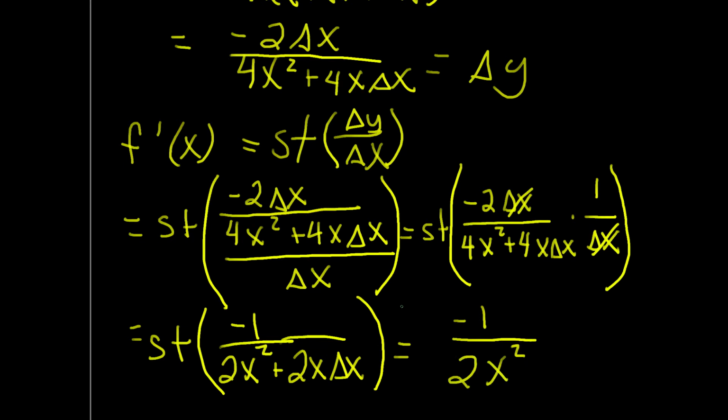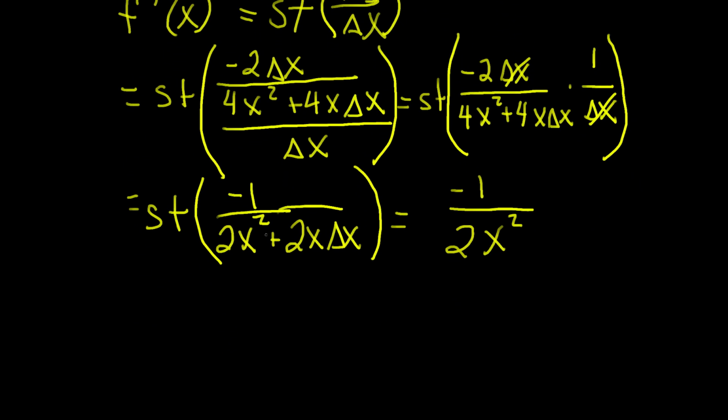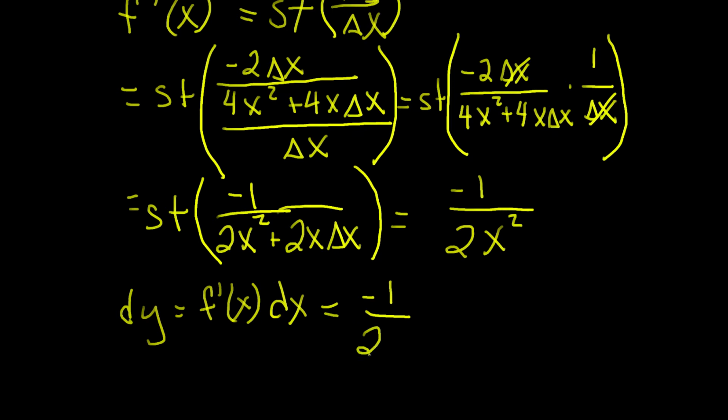So that's what f prime is. And so we can formally say that dy, which we know by definition is f prime of x dx, and filling in what f prime is, this is negative 1 over 2x squared dx. That's our differential of y. Differential of y is f prime dx. F prime we just calculated is negative 1 over 2x squared. And so the differential of y is negative 1 over 2x squared dx.